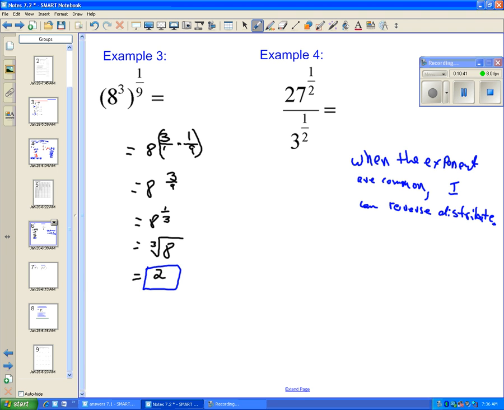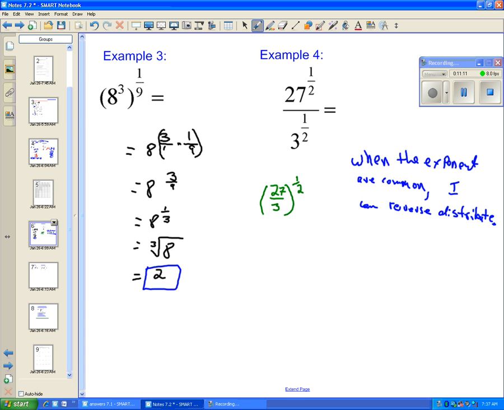When I have the same exponent, I can reverse distribute. It's kind of like factoring. I can reverse distribute. What does this look like? Well, 1/2 is my exponent, 1/2 is my exponent, so I can put parentheses, and now I'm pulling out a 1/2 power. My numerator stays 27, my denominator stays 3, and I just reverse distribute it.